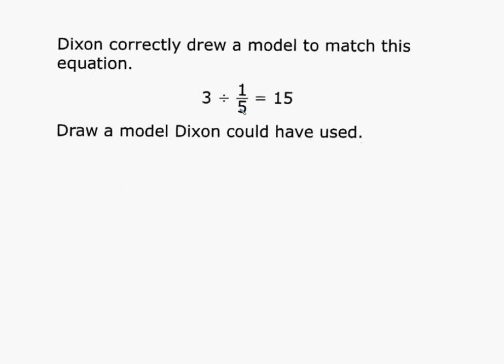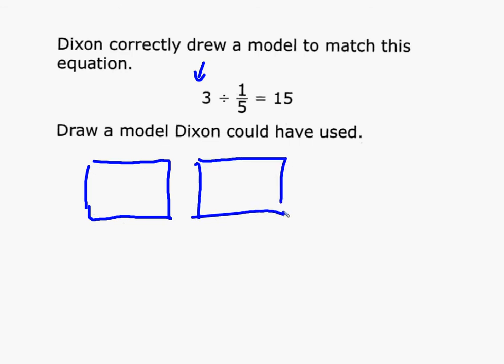Dixon correctly drew a model to match this equation. 3 divided by 1/5 equals 15. Okay, I'm just going to take this one piece at a time. So I'm going to draw a model of this. We start out with 3 of something. Let's say 3, I always use cake as an example, 3 cakes. Dixon had 3 cakes.